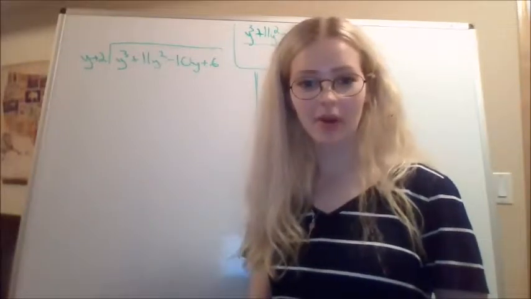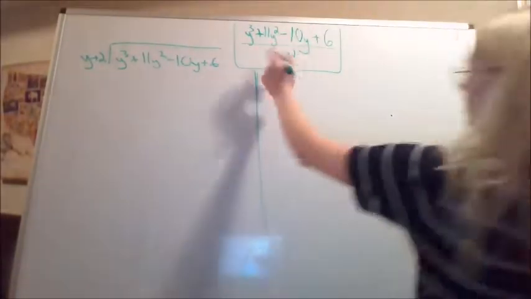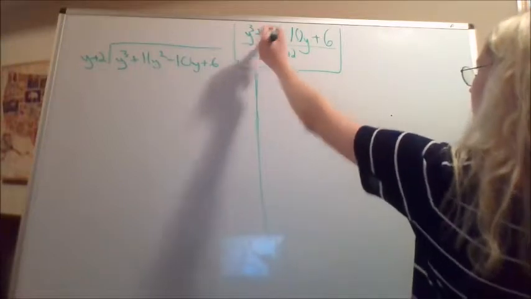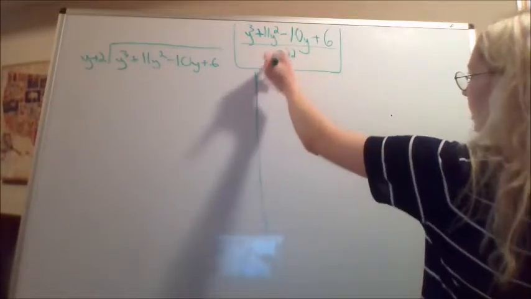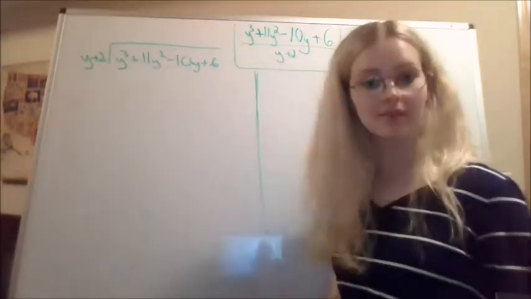Hi, let's talk about polynomial division. So as you can see here, we have y to the third power plus 11y squared minus 10y plus 6, and we want to divide this by y plus 2. And there's two ways that we can divide this out.